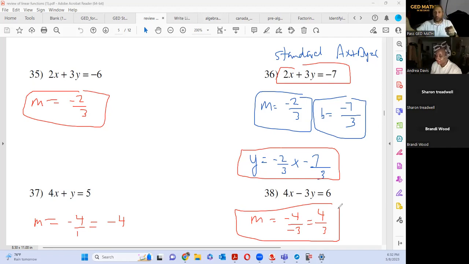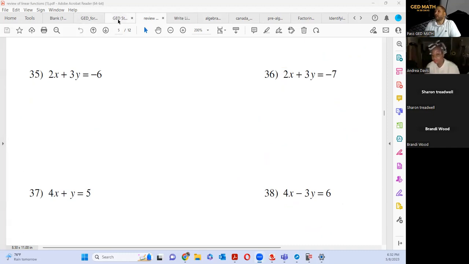Identify what you know. This is standard form. I don't know this way, I've never even seen this way. That's honestly why I want to show you.